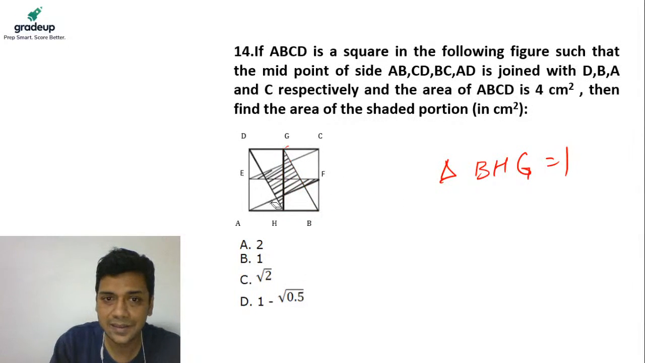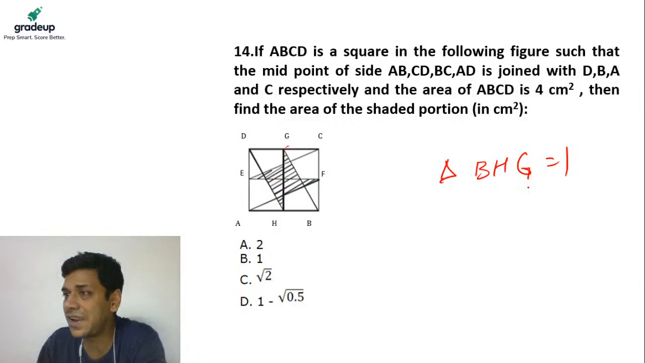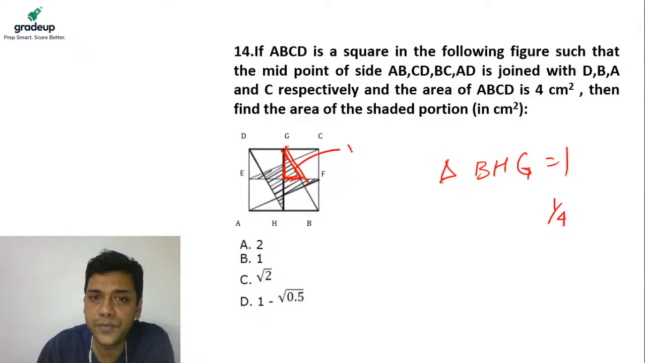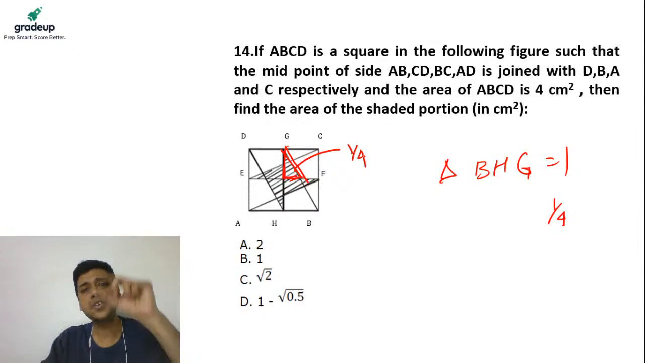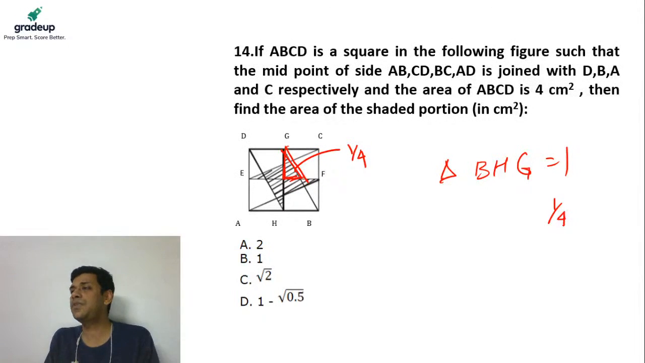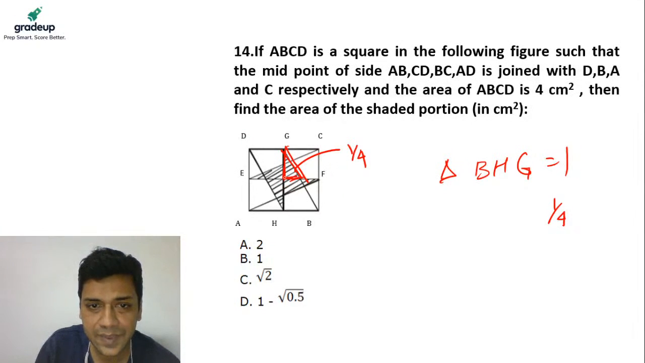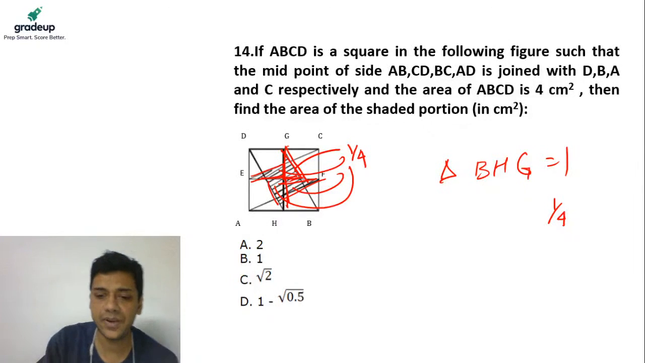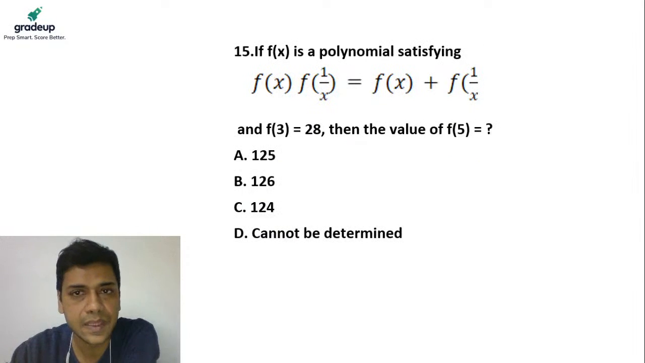Right? And if the area of this triangle is 1, can I say the area of this triangle would be 1/4 of this complete triangle? Why 1/4? Because your base has reduced to half, your height has reduced to half, so area will become 1/4. So if this area is 1/4, similarly this area is 1/4, similarly this one and this one. So there are 4 areas which are 1/4 each. So this complete area will become 1, which is my option number B. Pretty simple. Move to the next one.